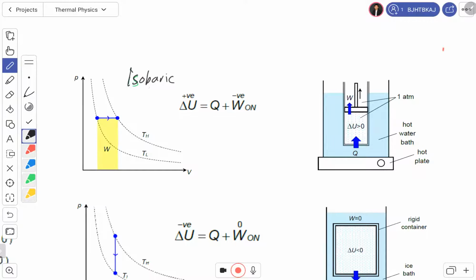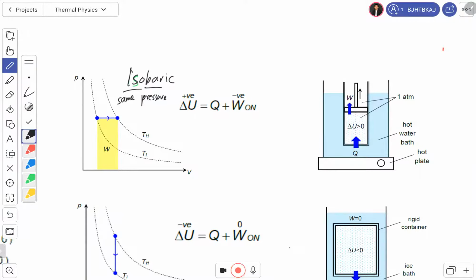Isobaric. Bar means what? Bar means pressure. You see some places where the pressure is given in bars. That's the old imperial unit. Iso means same, or in chemistry, you learn isotopes. So a process that occurs at the same pressure is isobaric.